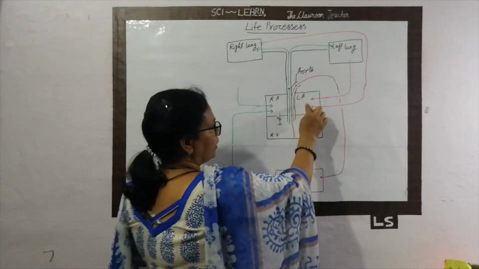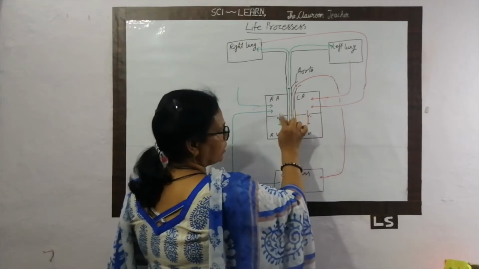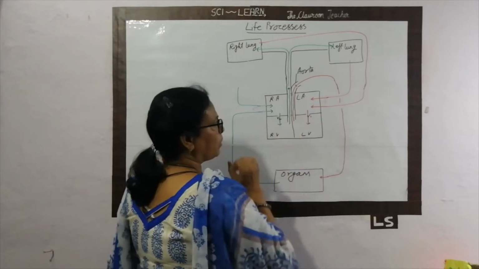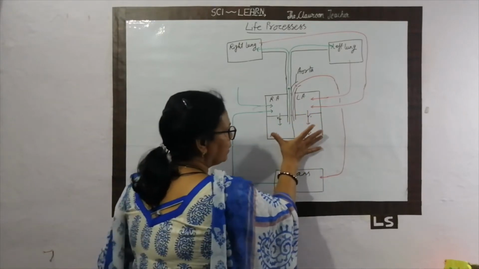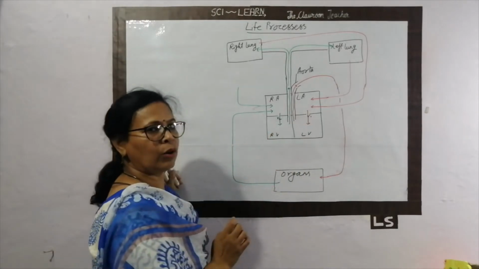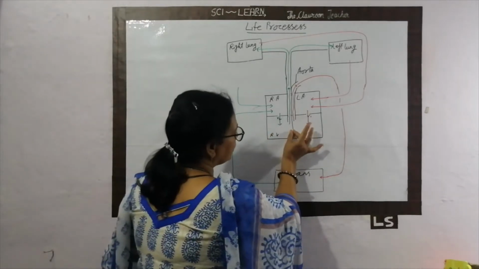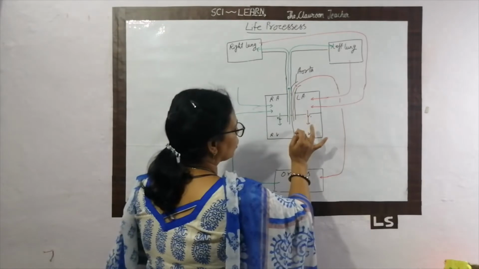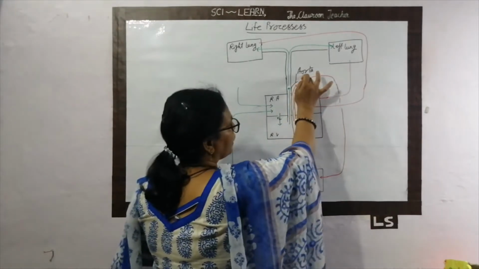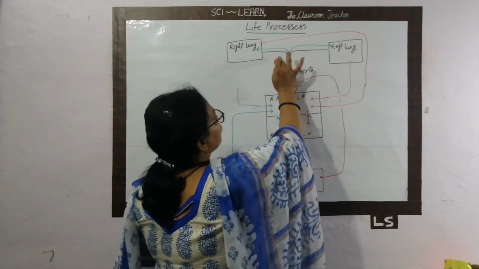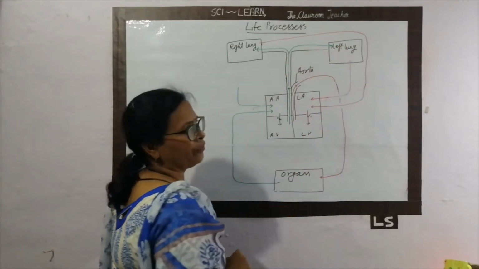On this side, the oxygenated blood comes here. The deoxygenated blood comes here. Then this part contracts. The ventricle contracts. When the ventricle contracts, this blood rises up. The oxygenated blood moves to the aorta, and the deoxygenated blood moves to the right lung and the left lung.